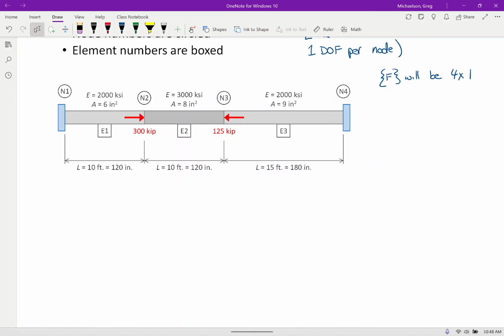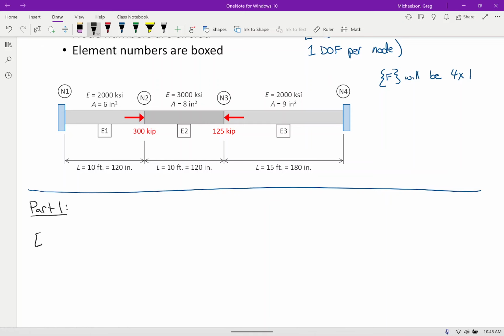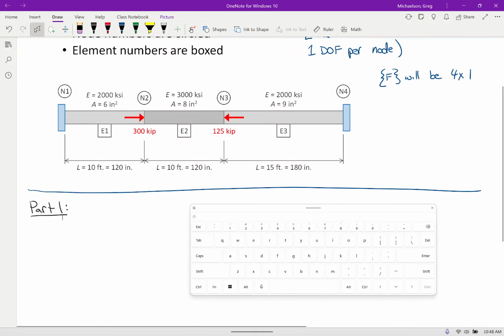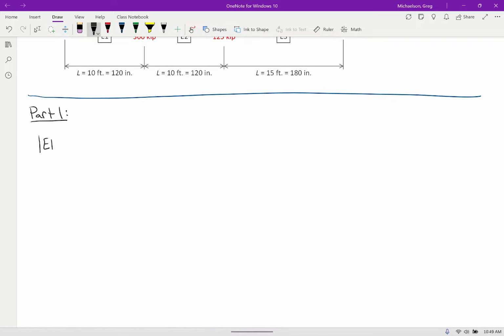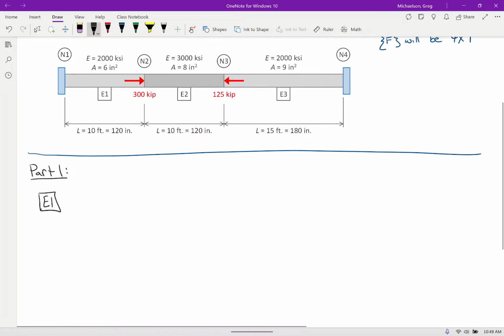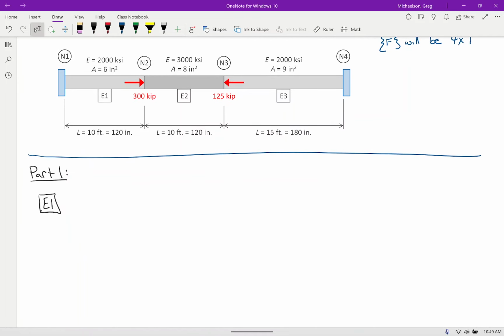All right, let me see if I can make a couple calculations and then we'll call it. So let's look at element 1. So we'll say part 1. Here, let's do it like this. And we'll stop after this because we're going to run out of time. Okay. So element 1.